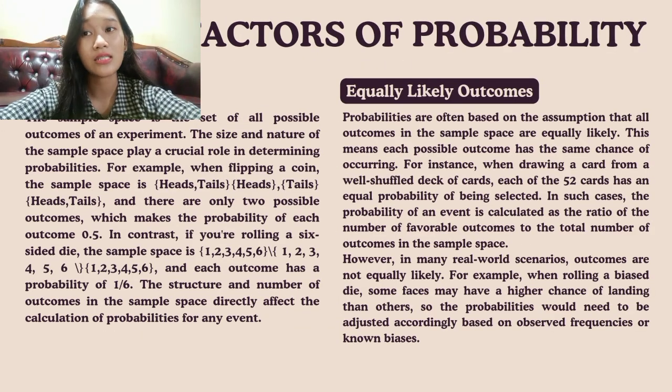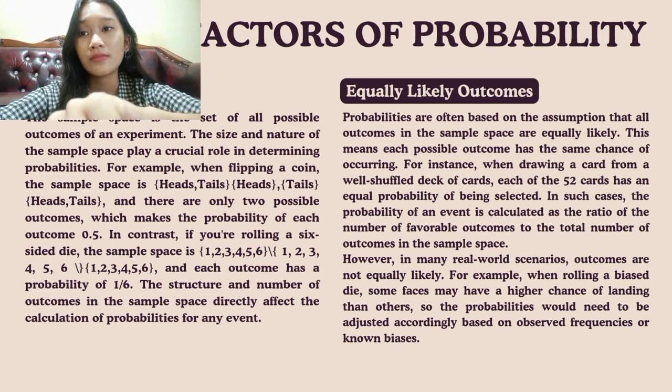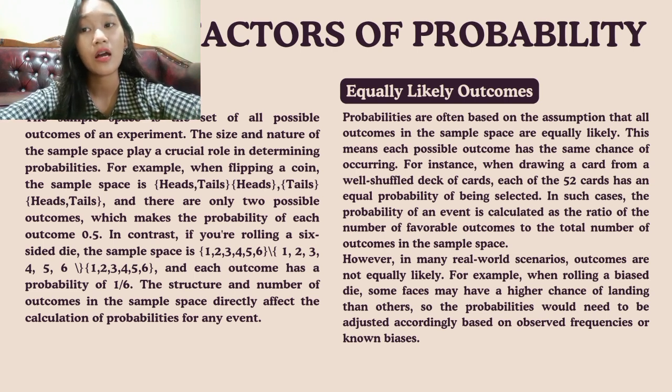And the second one is the factors of probability. The first factor is sample space. The sample space is the set of all possible outcomes of an experiment. The size and nature of the sample space play a crucial role in determining probabilities.